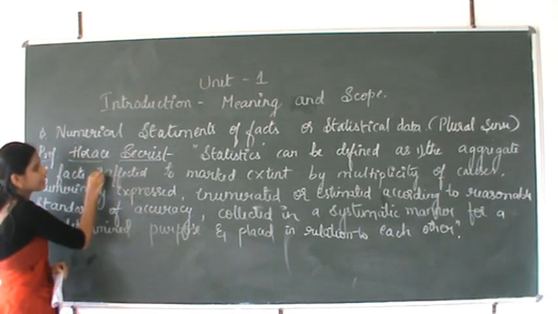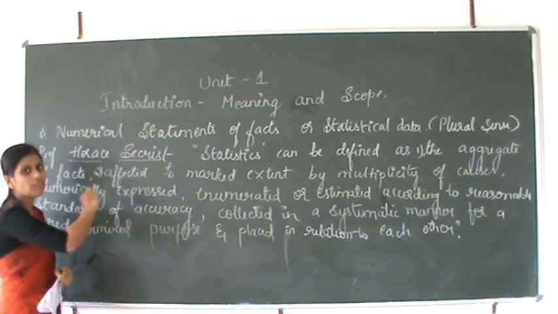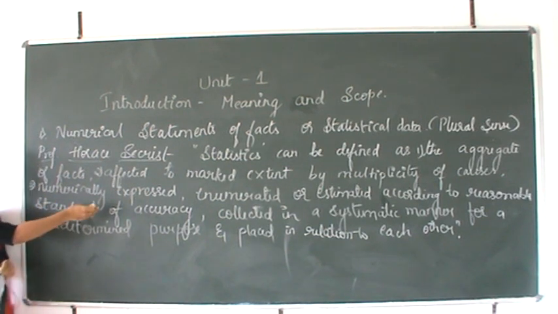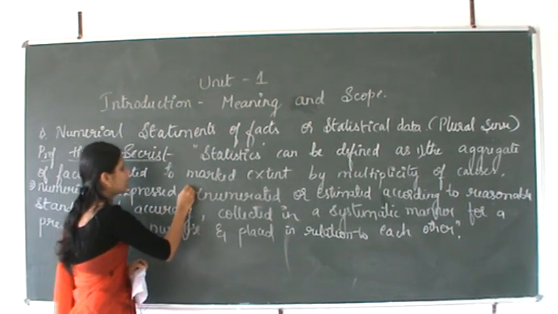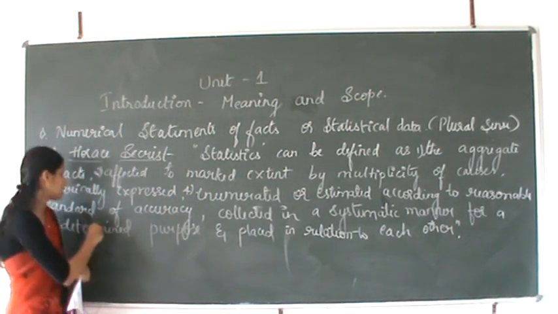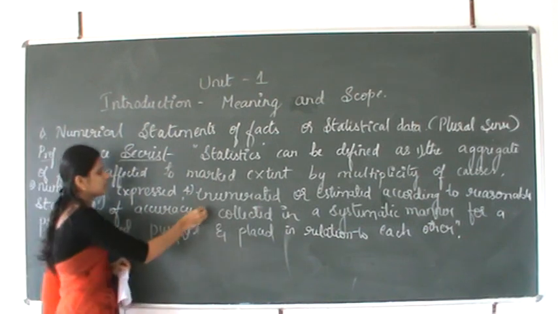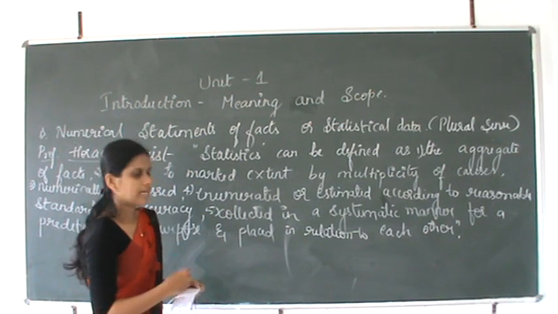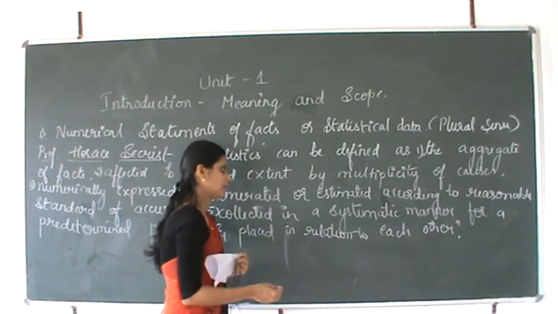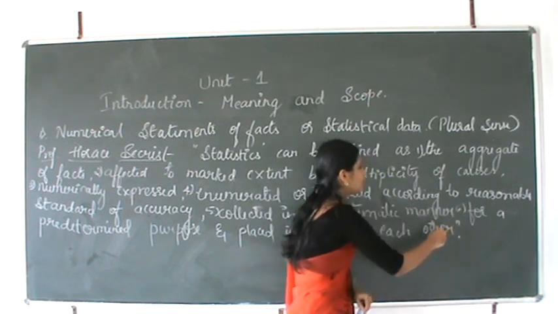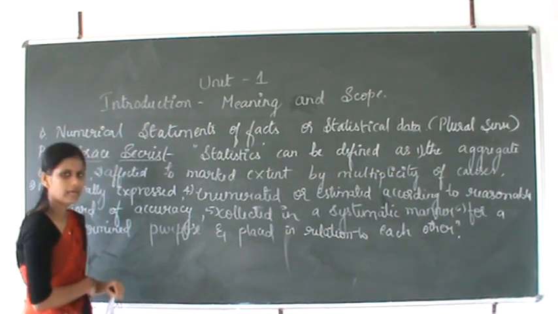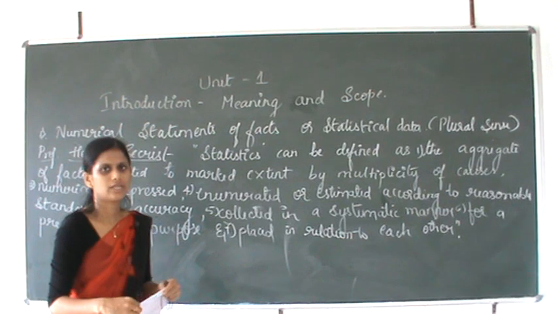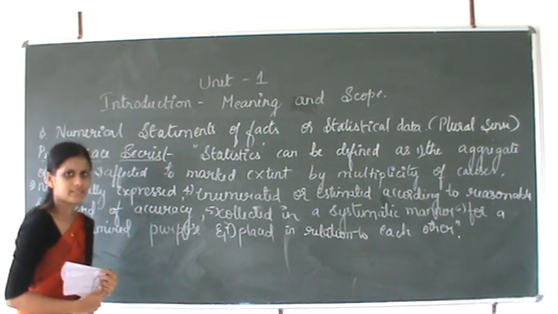Secondly, statistics is affected to marked extent by multiplicity of causes. This is the second characteristic. Thirdly, statistics is numerically expressed. Fourth one is statistics is enumerated or estimated according to reasonable standards of accuracy. And the fifth characteristic is statistics is collected in a systematic manner. And sixth one is it is collected for a predetermined purpose. And lastly, the seventh characteristic is it is placed in relation to each other. So these are the seven characteristics of statistics.